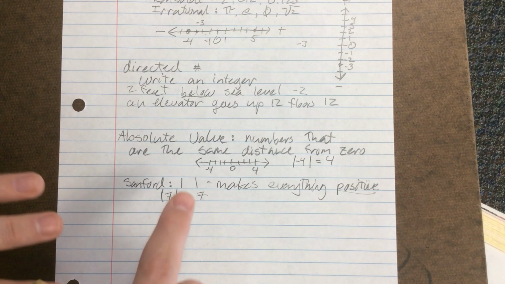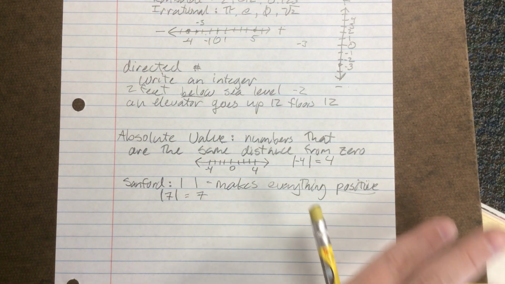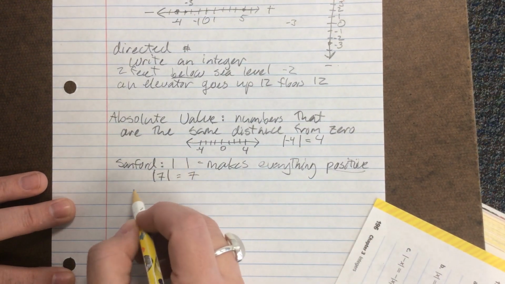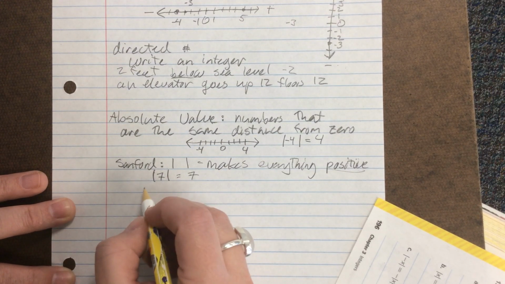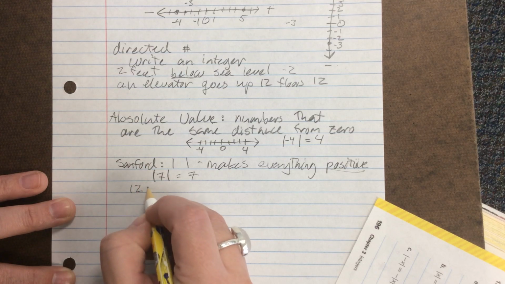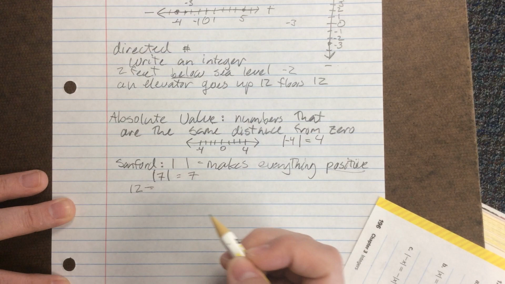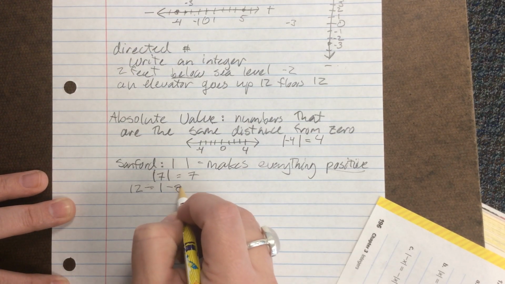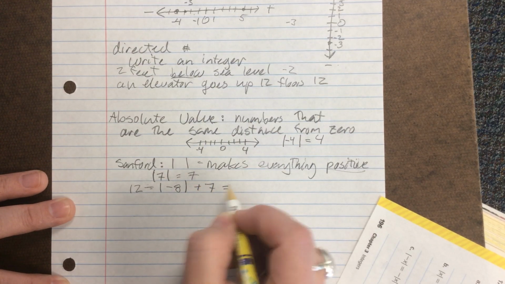And so again, like I said, the absolute value kind of works like parentheses. And so we can actually do some math around the absolute values. For example, here's a sample problem. We could have something like 12 minus, my goodness, this pencil and I are not good friends today, 12 minus the absolute value of -8 plus 7. And we want to know what that equals.